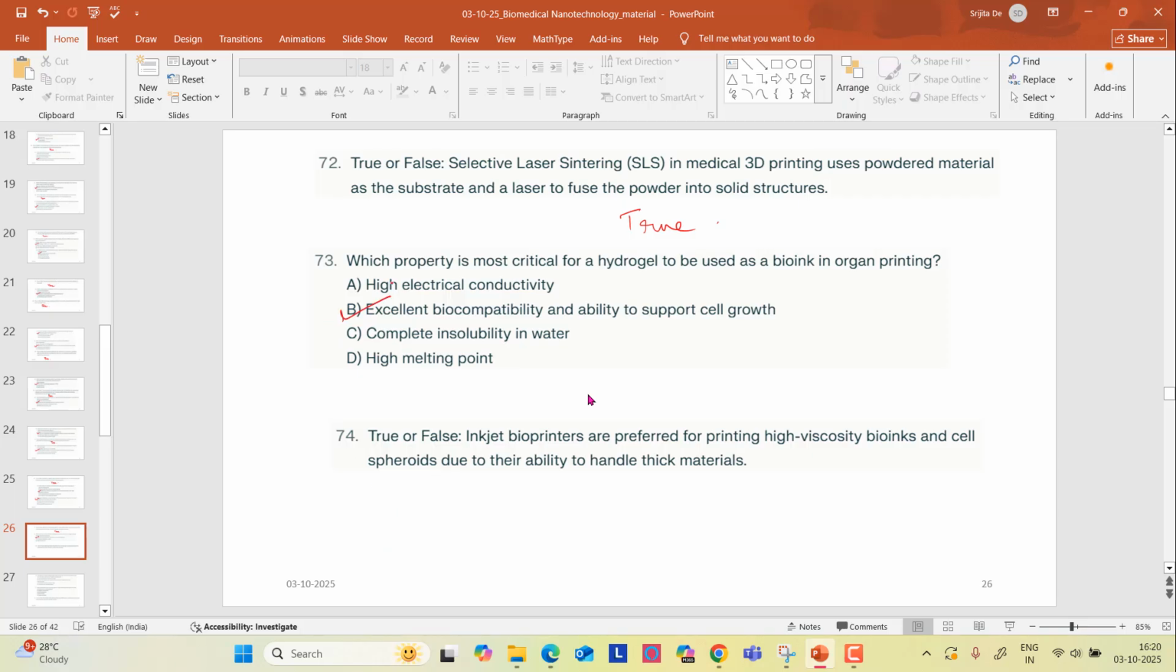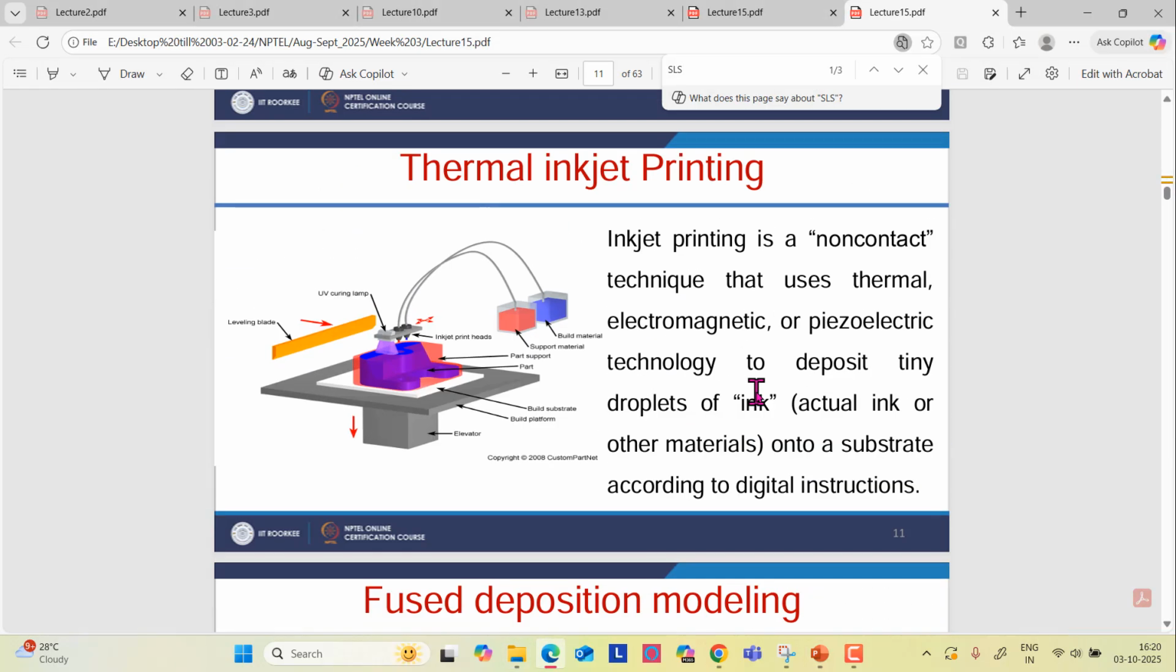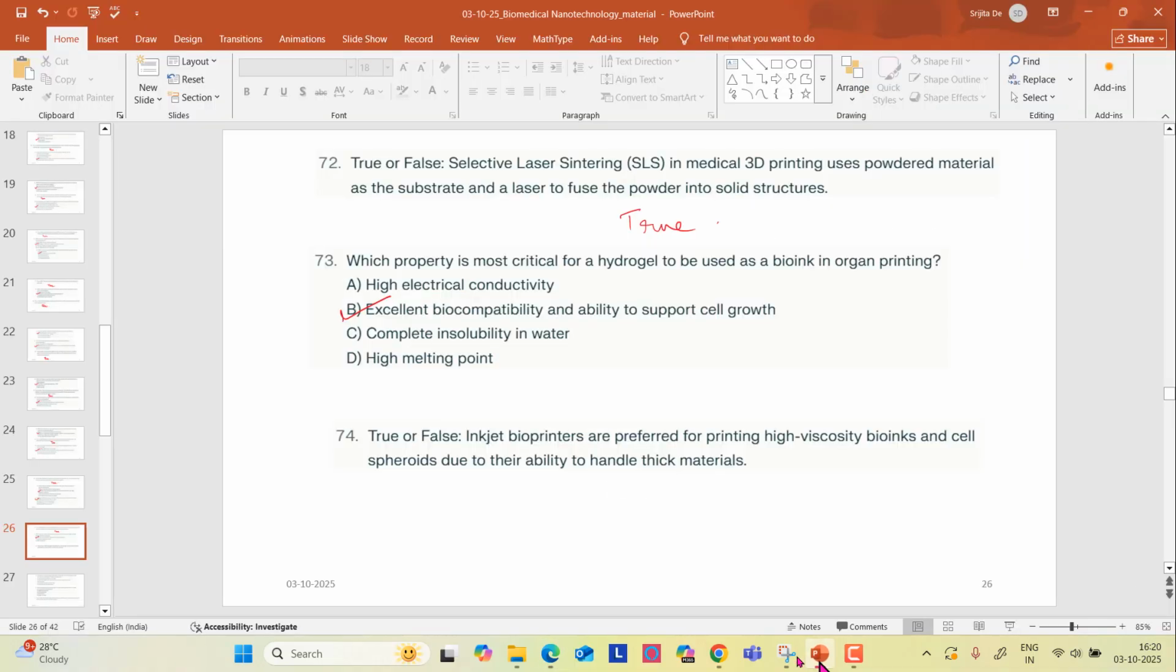Inkjet bioprinters are preferred for printing high viscosity bioinks and cell spheroids due to their ability to handle thick materials. True. Let's see one slide. The droplets are regulated to distribute tiny droplets of substrate according to the digital instruction. What is the question? These bioprinters are preferred for printing high viscosity bioinks and cell spheroids due to their ability to handle thick materials.